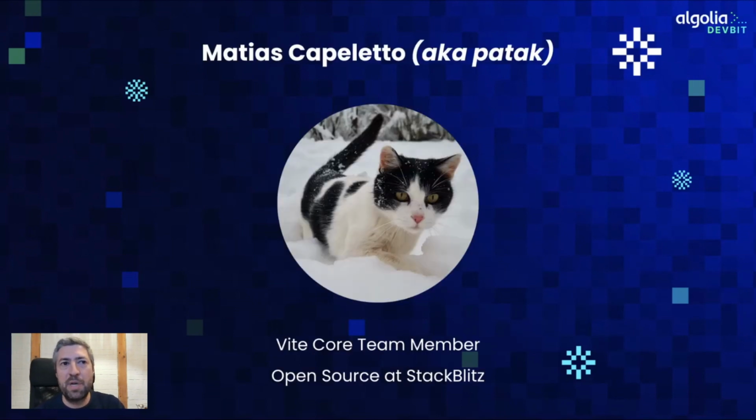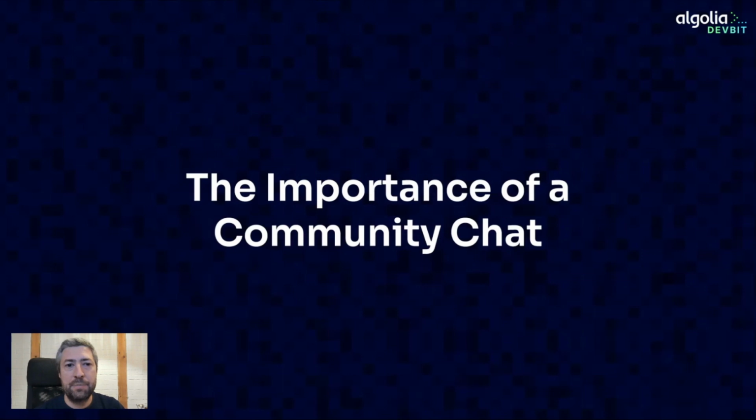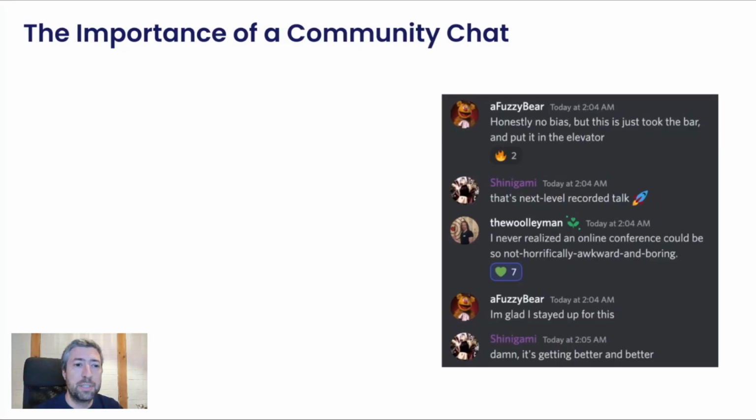So a little bit about myself. I'm Matias Capeletto, but online you may know me as Patak. That's my cat Zorro now in the snow this week. And I'm a Vite core team member, and I work at Stackbridge doing open source, where I get time to focus on the Vite ecosystem. And yeah, let's see why it's important to have a community hub in an open source project.